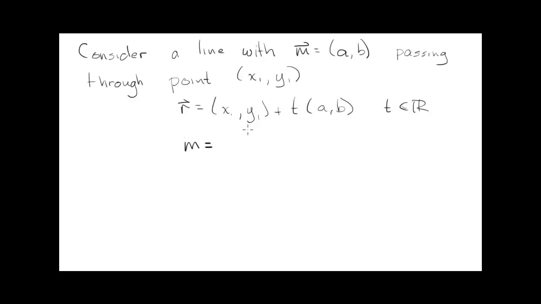Not m vector, but m the slope. Remember that you could connect the direction vector to the slope. It was just equal to b over a. We talked about that. So this is the slope. Well, now let's say I want to get this into standard form.